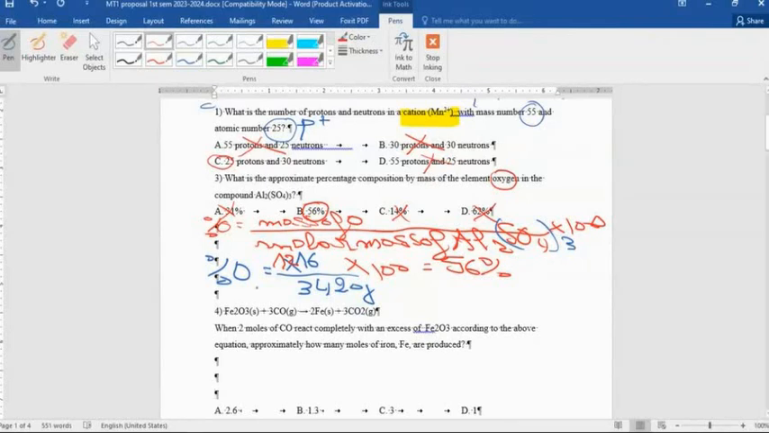We check now. I have 2 irons here, and 2 irons here. Here I have 3 oxygen, and I have also another 3, so it will be 6 oxygen, and here I have 3 multiplied by 2, 6. How many carbons do I have here? I have 3 carbons, and here I have 3 atoms of carbon.